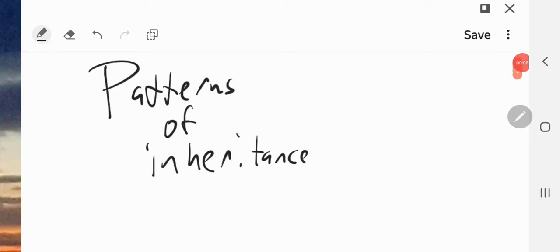All right, so let's explore some of these patterns of inheritance with human traits. If you look in your lab manual, there's an appendix which gives you a whole list of these traits and how they're grouped. We're going to talk about it. If you don't have your book, that's okay.